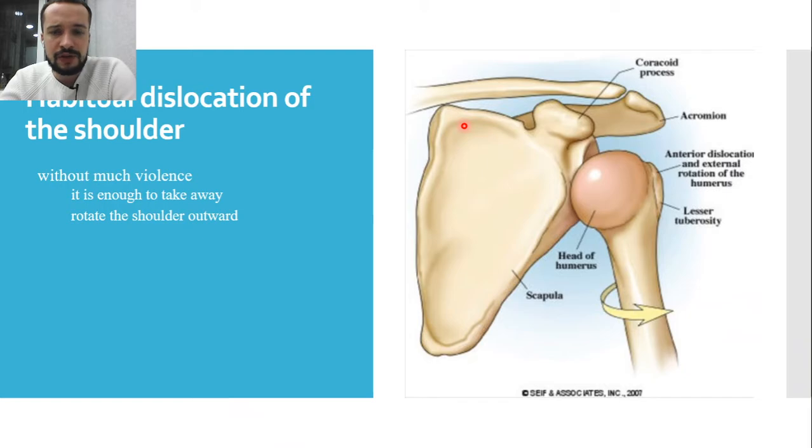Habitual dislocation of the shoulder. Sometimes repeated dislocation occurs without much violence. It is enough to move and rotate the shoulder outwards: a swing of the arm to hit the ball, an attempt to throw a stone, laying hands behind the head when putting on clothes, combing, etc. Periodically, dislocations of the shoulder can occur in a dream. Such dislocations are called habitual.